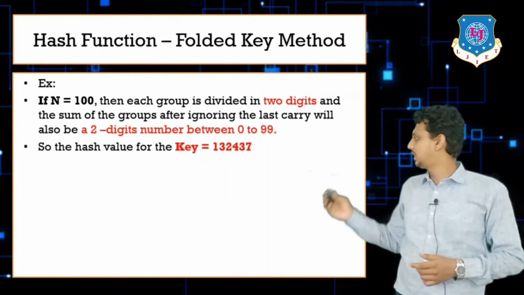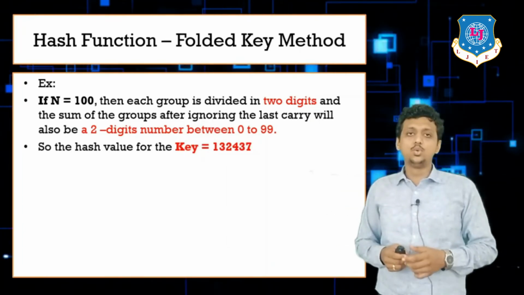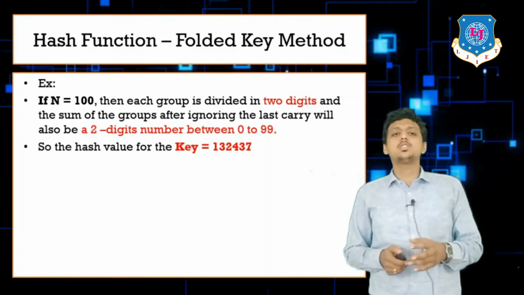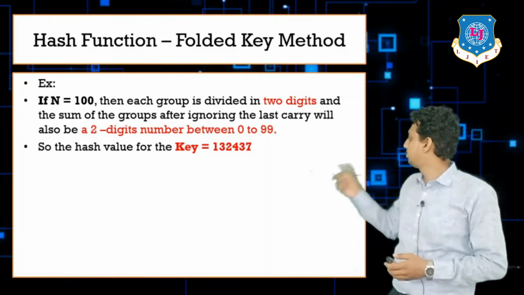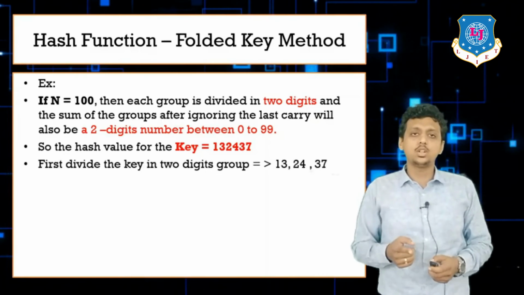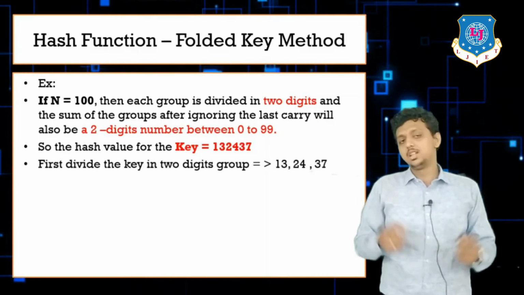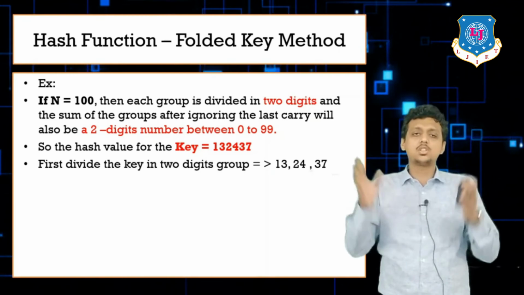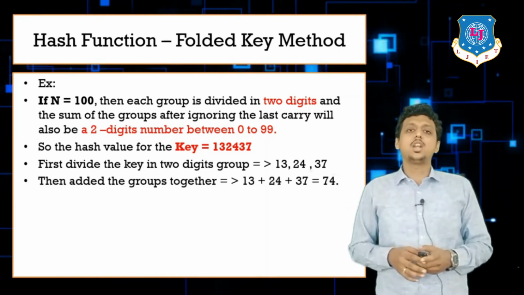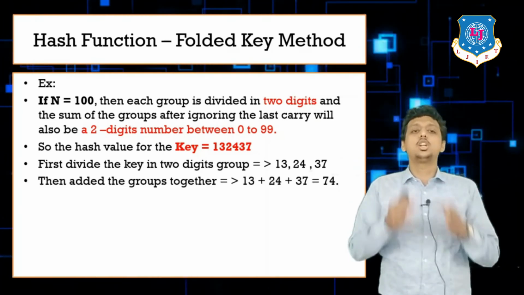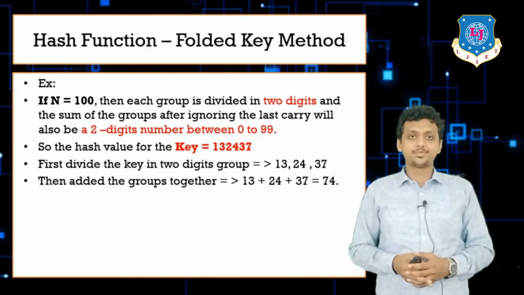So here we have our key like 132437. What I am going to do is divide the key from left to right into two-digit parts. So first I have 13, then 24, then 37. After dividing this key into two-digit groups, you just need to add all of them. So the answer is 74. So 74 becomes your index value.